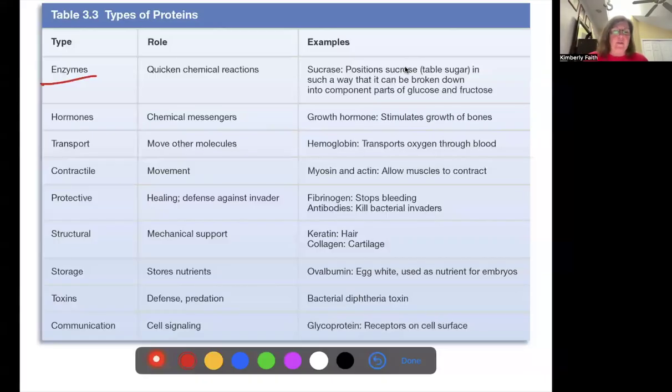Storage, where we store certain nutrients and toxins. We know, for instance, you do not want to get tetanus. That would be bad, bad, bad. All right. Or even we have the diphtheria toxin. And then we have communication, which has to do with cells being able to communicate with one another.